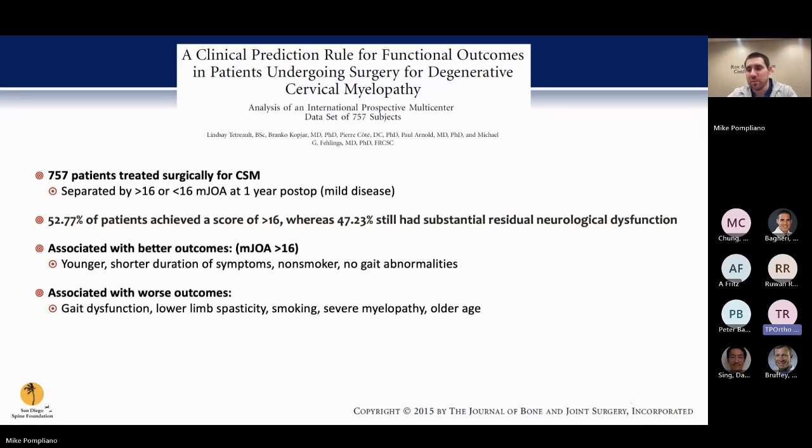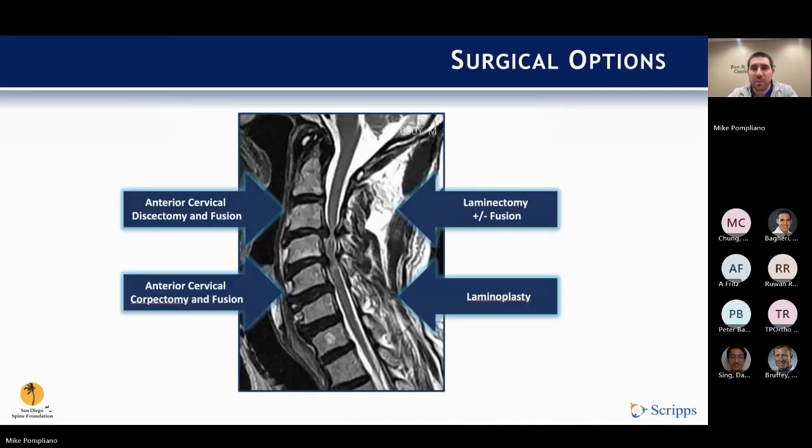These percentages may be limited by the fact that older patients had severe myelopathy preoperatively, and their significant improvement didn't necessarily translate to a score reaching that 16 threshold. But the majority of patients, about 90%, improved to a score of at least 12, with 10% unfortunately remaining below that level. Better outcomes were associated with being younger, shorter duration of symptoms, non-smokers, and no gait abnormalities. I think all of those make sense in context of the previous discussion.